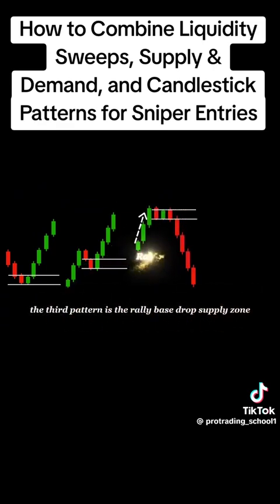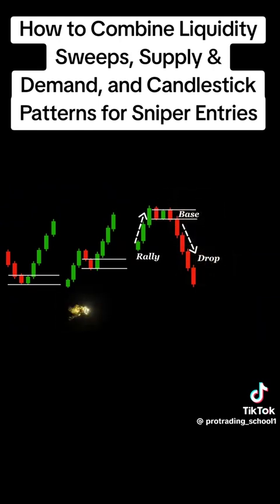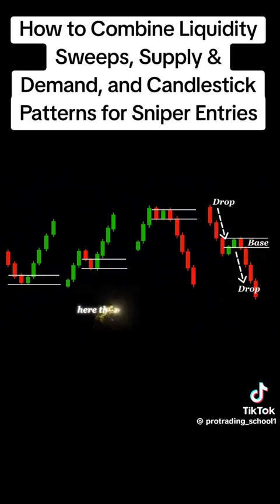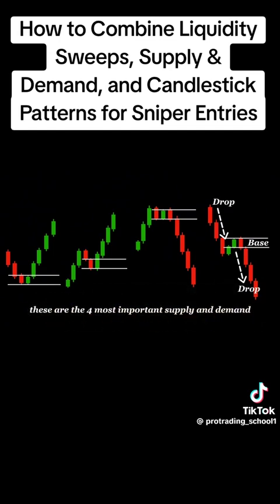The third pattern is the rally-based drop supply zone. In this case, the market moves up, pauses, and then reverses sharply to the downside. The last pattern is the drop-based drop supply zone. Here, the market moves down, pauses, and then continues moving strongly lower. These are the four most important supply and demand patterns that every trader should understand.